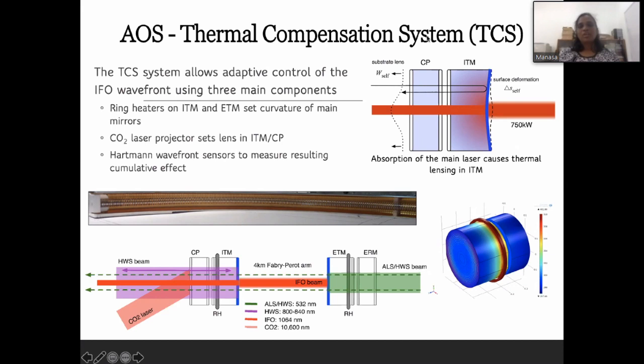So what the thermal compensation system does is it uses wavefront sensors that look at the surface deformations of the test masses, and then it uses a combination of ring heaters. Here is the picture of the ring heater. It uses a combination of ring heater and a CO2 laser to project a heating mask on the test masses, which compensates for the thermal lens that is formed by the main laser beam. So this is a sort of adaptive control that is being used on the mirrors in LIGO.